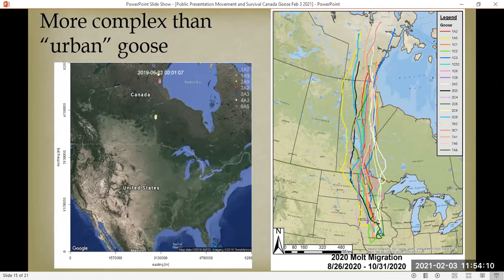And so I'd encourage you, next time you observe a goose in an urban area, just think about how complex that goose's life cycle is and all the interesting things and interesting places that goose may have visited. So I think that wraps it up for my slides, Orin. Okay, thanks, Ben.